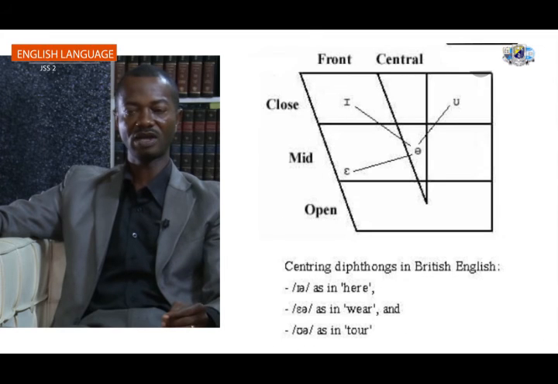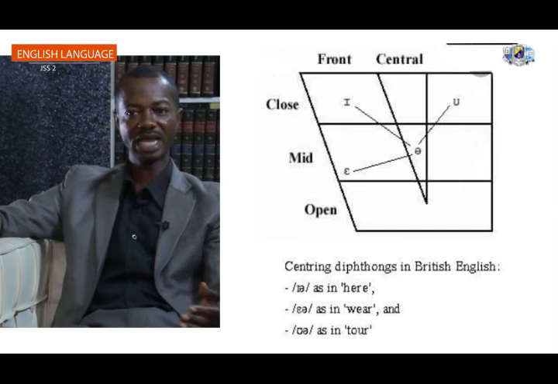On the slide there, you have a diagram. You have the schwa there at the middle position or the center position. And you have the other vowels. You have the E gliding to make the schwa. So the combination of the E and the schwa gives us the ear.